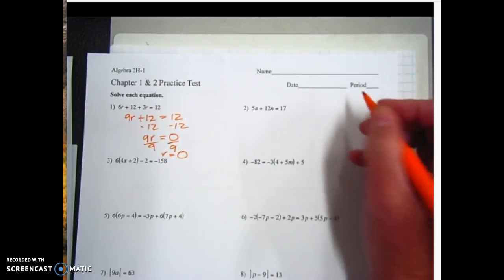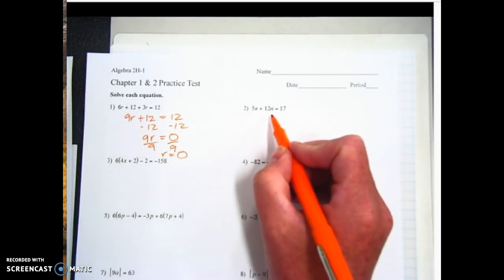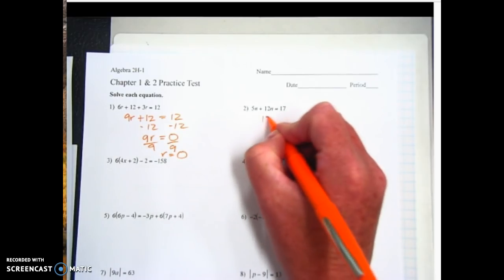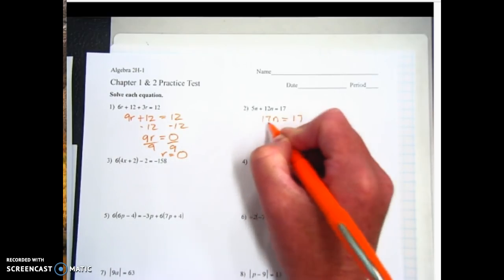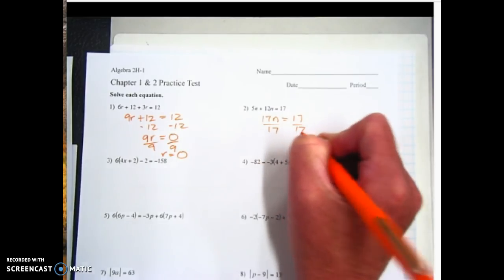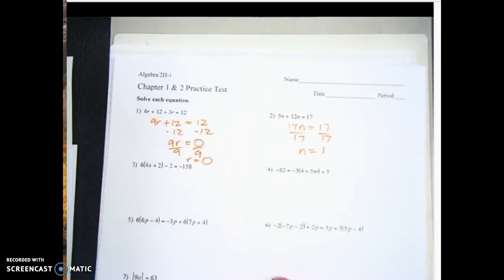Number 2. On the left side of the equal sign, you have like terms, so combine them. You've got 17n equals 17. Divide both sides by 17. So n is 1.